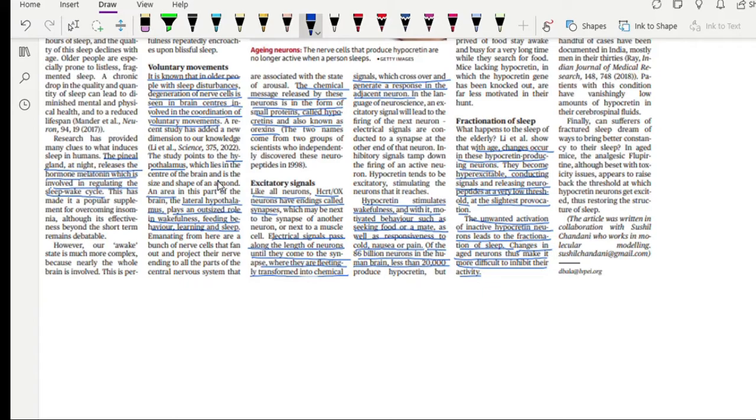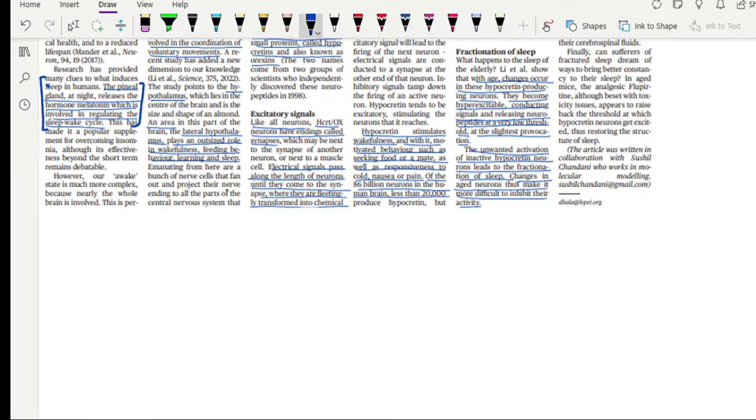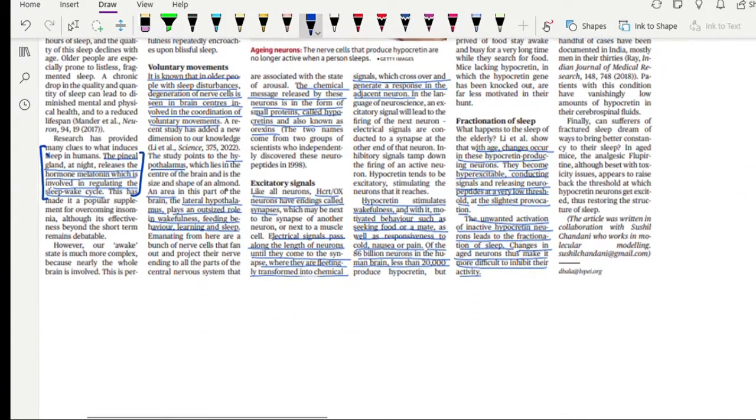The pineal gland at night releases the hormone melatonin, which is involved in regulating the sleep-wake cycle. So this is an important fact that we must know: which hormone regulates the sleep-wake cycle? It is the pineal gland's hormone called melatonin. And then look, voluntary movement. It is known that in older persons with sleep disturbances, nerve cells degenerate.